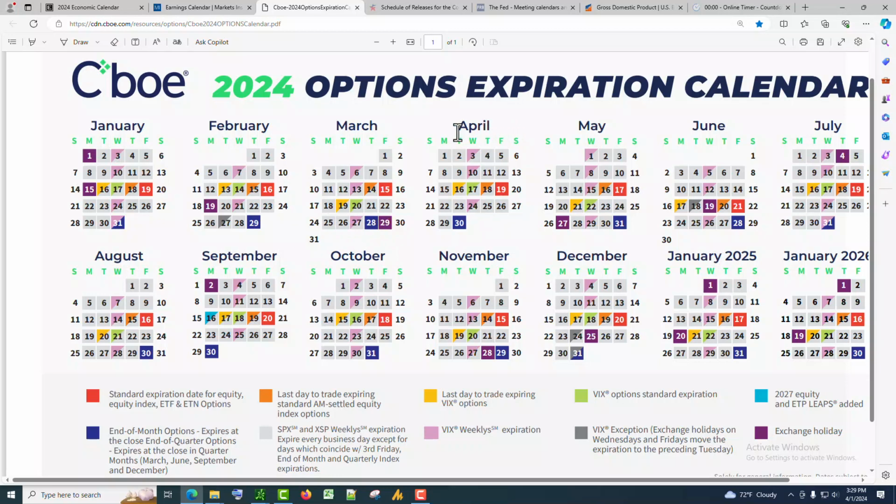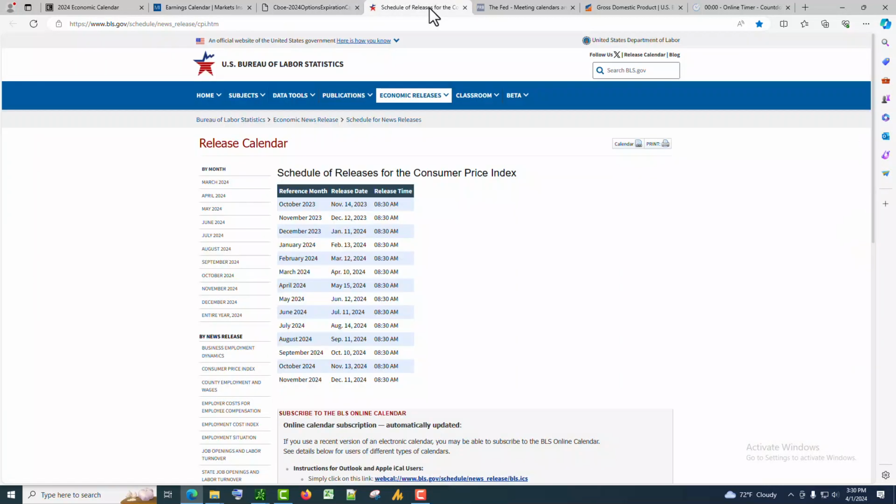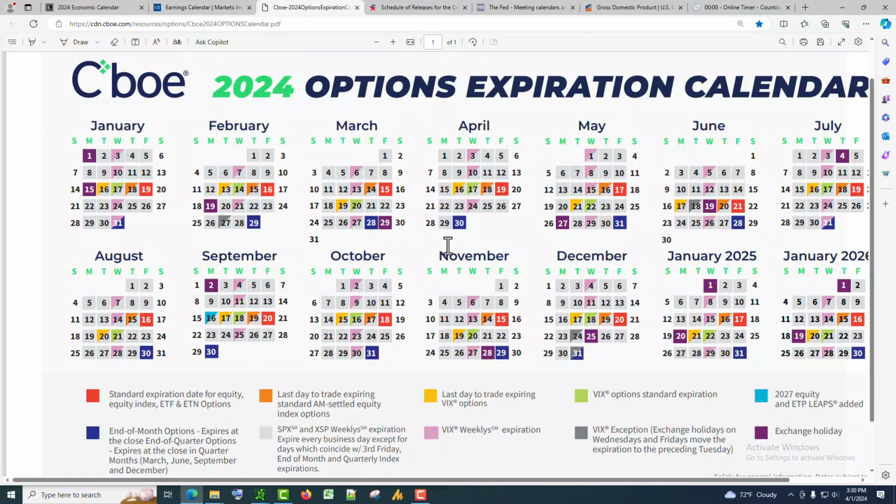So April is normally not that big of a deal. May also. We have to wait until June, which is the second quarter of the year. The CBOE release will be two weeks from now, April 10. Right, April 10. So, wow, actually next week, can you believe that?